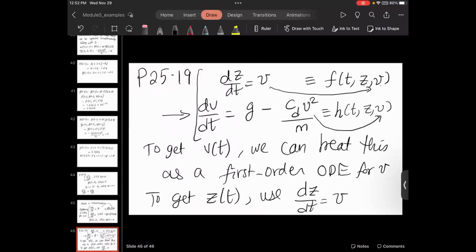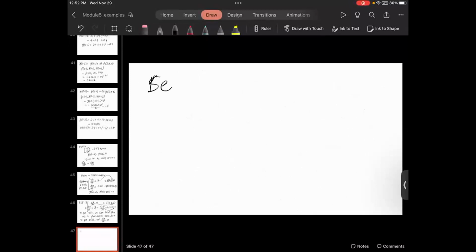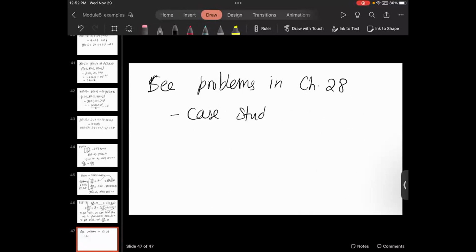Okay, so let me find one more example to quickly set up, and then later you can try. So if you go to the textbook, let me see here, Chapter 28, that is basically case studies of ordinary differential equations. So I'll write it here: problems in chapter 28. These are all case studies. So if you go there, let me pick out one problem quickly.